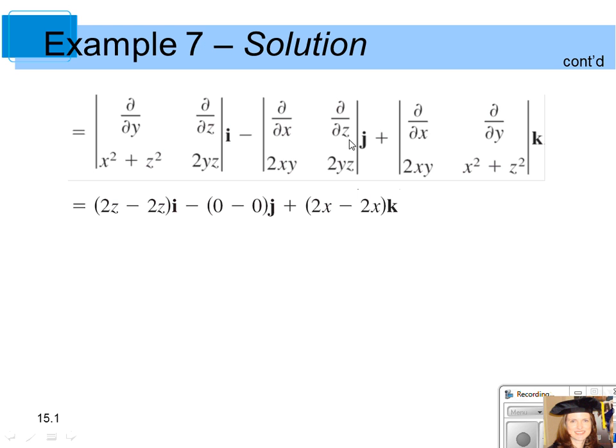For the middle, we want to find the determinant, take the partial of this with respect to x, and that's going to be 0. The partial of this with respect to z is also going to be 0. And then the last determinant, the partial of this with respect to x is 2x, and this with respect to y is 2x. So when we subtract, we get 0. So we can say the curl does equal 0, so we can also say that F is irrotational.